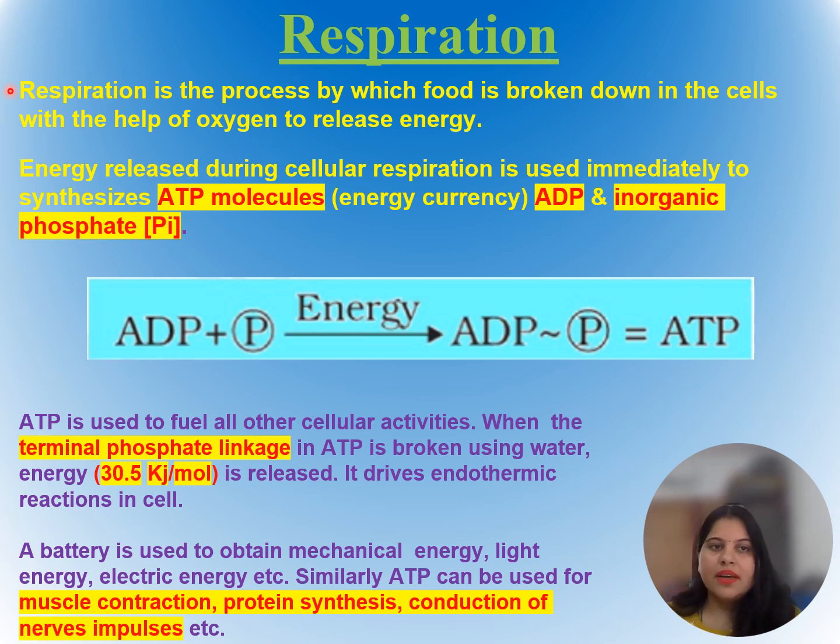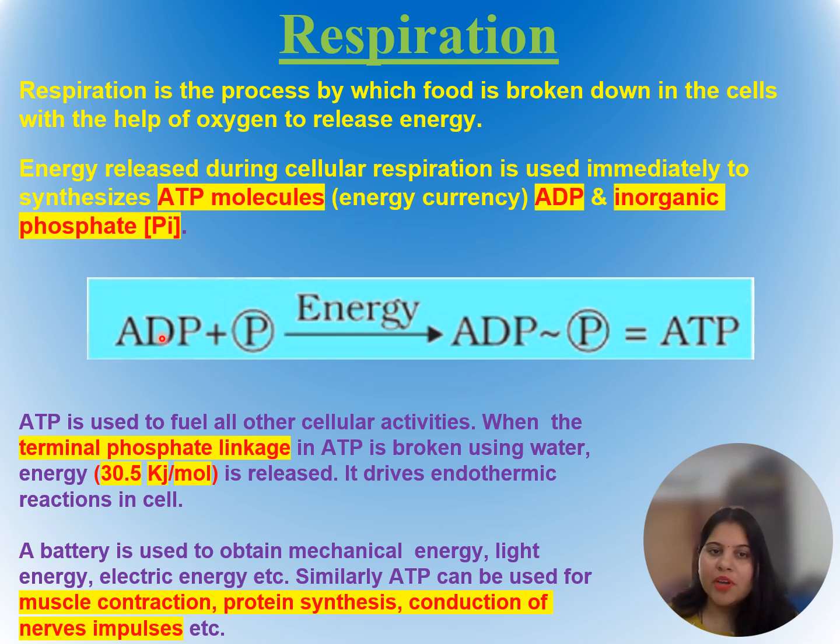And so let's see the respiration definition. Respiration is the process by which food is broken down in the cell with the help of oxygen to release energy. Means it is broken down in the cell. This indicates that respiration is a cellular process, and in this process a large amount of energy is released, and this energy is used to synthesize the ATP molecule, because energy is stored in the form of ATP molecules, and ATP molecules are also known as the energy currency.